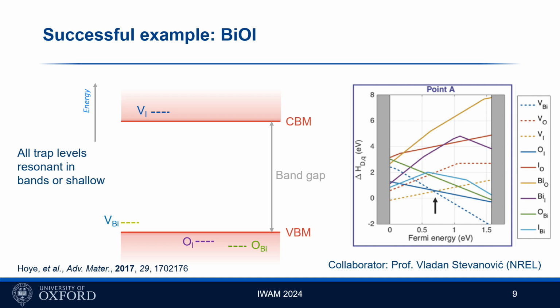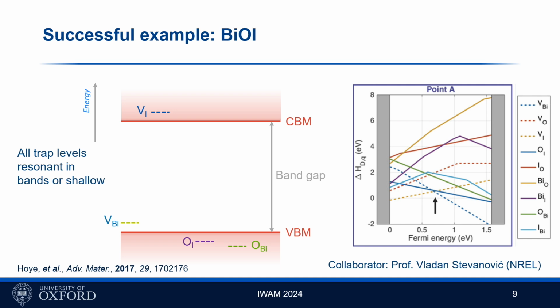And the dashed lines here represent the transition levels, which is where these lines change in slope, because that's where these point defects can capture an electron or hole. So you can consider these to be where the trap levels are located. And if you look at this, you can see that for most of these defects, they're located within the bands, or in this case, for the bismuth vacancy, it's shallow within the band gap.